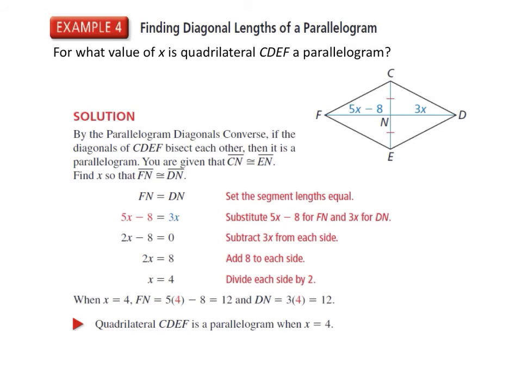So by the parallelogram diagonals converse, if the diagonals of CDEF bisect each other, then it is a parallelogram, as stated a moment ago. So we set up 5x minus 8 equals 3x and solve for x, so x comes out to equal 4. So when x equals 4, the length of FN equals 5 times 4 minus 8, which equals 12. And the length of DN equals 3 times 4, which equals 12. So quadrilateral CDEF is a parallelogram when x equals 4.